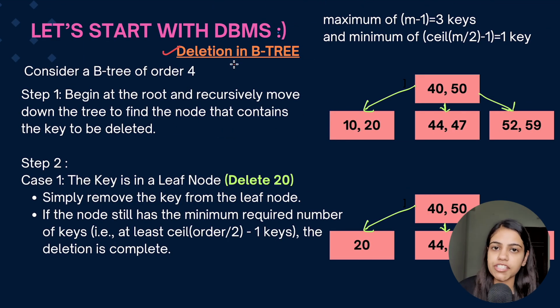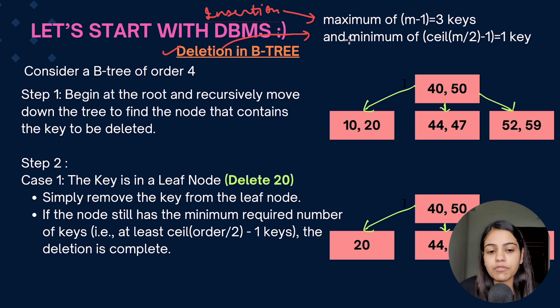Let's learn about deletion in the B-tree. In insertion, we looked at the maximum number of keys a given node can hold. But in deletion, we need to see the minimum number of keys a given node should have. Because if I delete all the values present in a node, it will violate the B-tree rules. So we have to check the minimum number of keys which a node can have.